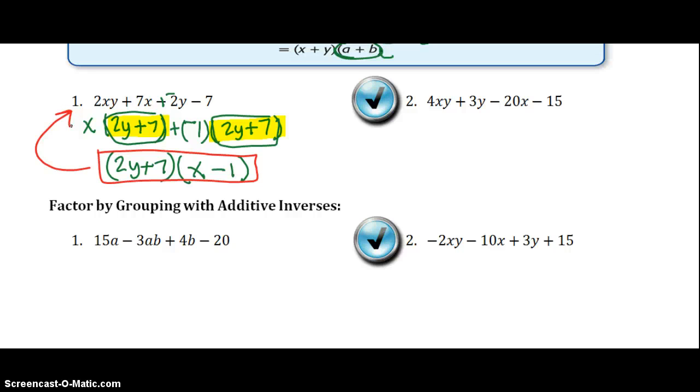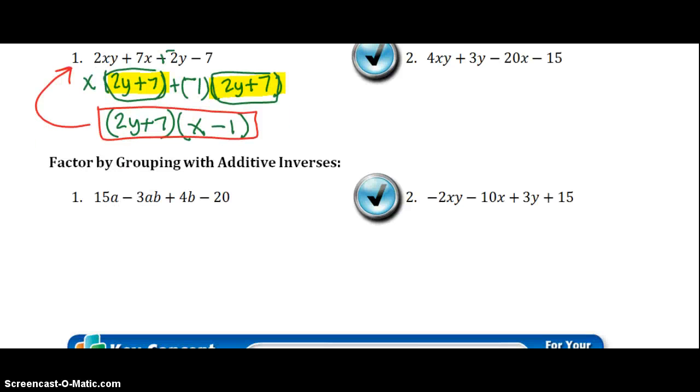Okay, I'm going to let you try number 2 on your own. Don't panic. We'll spend a couple of days on this. Factor by grouping with additive inverses. Now let me show you what additive inverse looks like. Between 15a and negative 3ab, I can factor out a 3 and an a. So that leaves me with 5, because 5 times 3a would give me 15a, minus b. I'll give you a little hint. I want my other set of parentheses to be 5 minus b, especially if I know I'm factoring by grouping.